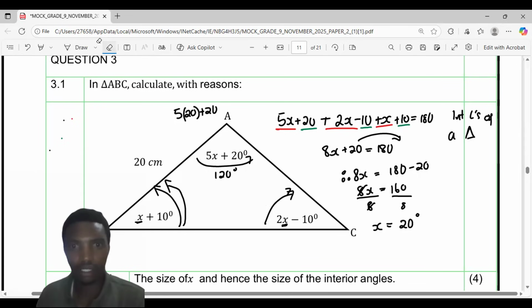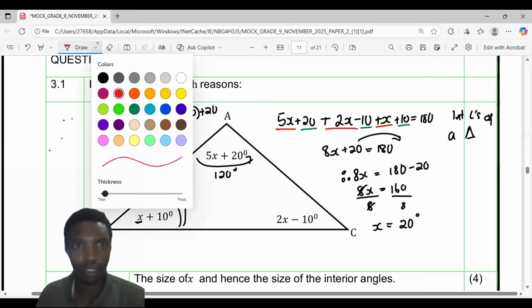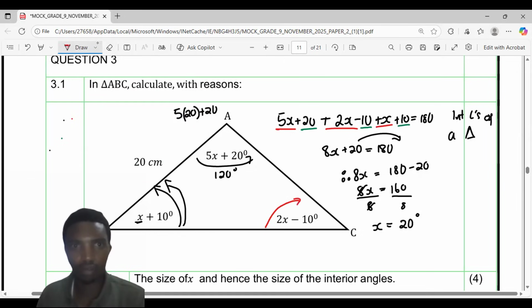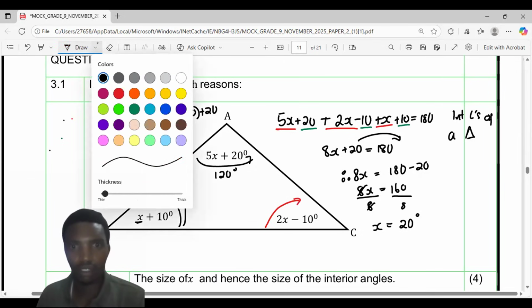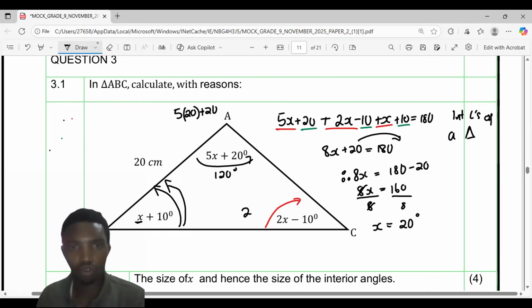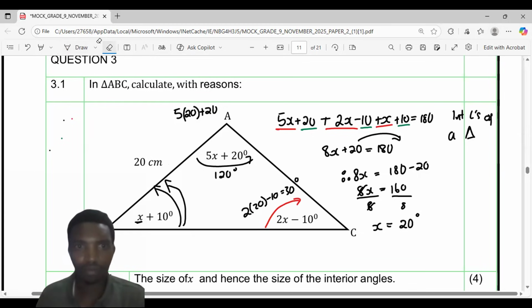And then let us look for the next rotation. How much is that rotation now? Here we're going to have 2 times 20 minus 10, which is 30, right? So that angle there is 30. And then similarly with this last one here, it's also 30, because x is 20, and 20 plus 10 is going to give us 30.